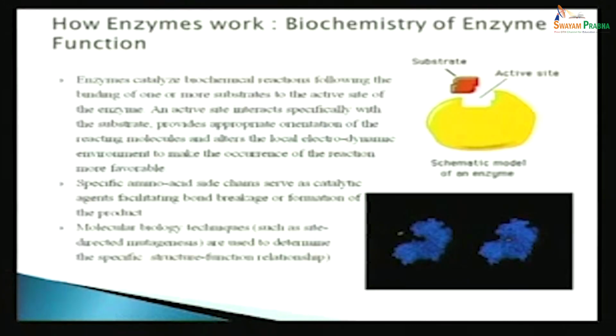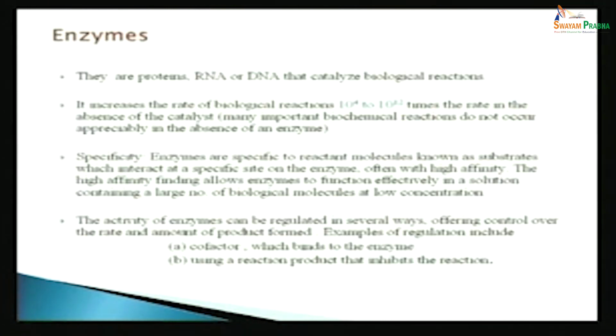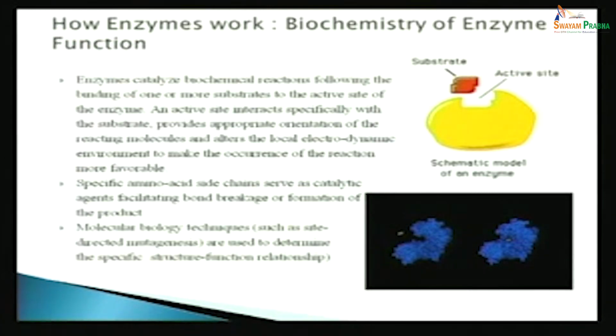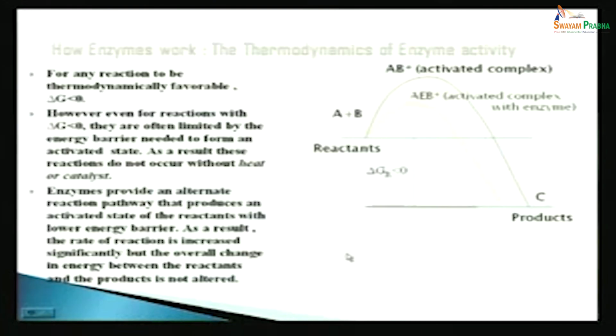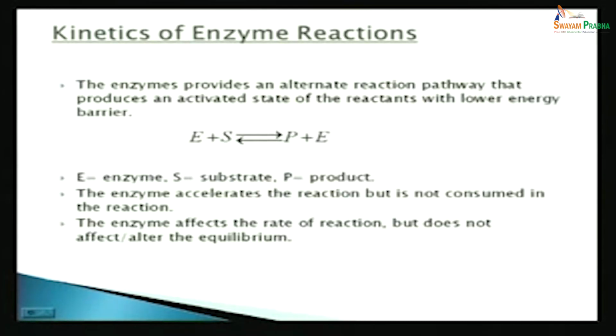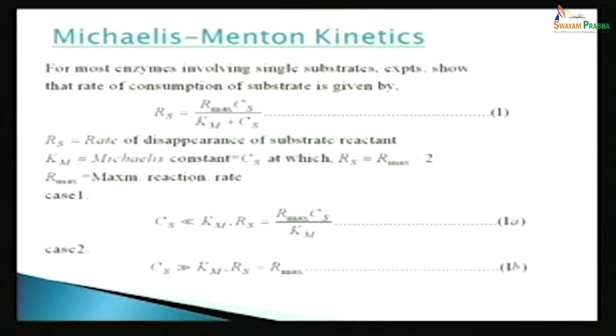So what we have essentially studied is we have understood what enzymes are, we have defined enzymes, understood their function and specificity. We have understood the biochemistry a little bit and how the substrates bind to the active sites of the enzyme. We have looked at structures of a few enzymes: the human P450 enzyme on your right, the catalase, and the glyceraldehyde 3-phosphate dehydrogenase enzyme. And then we've looked at the thermodynamics of the enzyme and how it works, and looked at the basic kinetics and the Michaelis-Menten kinetics of the enzyme, and the relationship between the rate and the concentration.